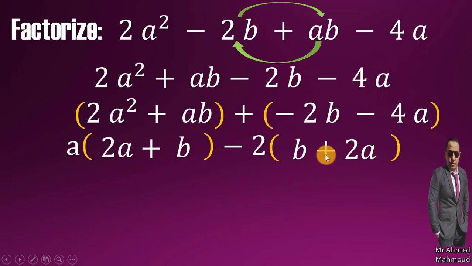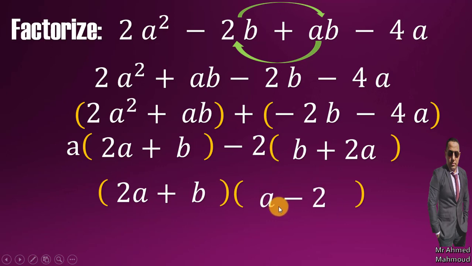This bracket is the same as this bracket, so I'm going to open two brackets like this. In the first bracket I'm going to write the common bracket, which is 2a plus b. In the other one I'm going to write a from here and the negative 2 from here, to be a minus 2. Now I finished this example, but I need to tell you something.